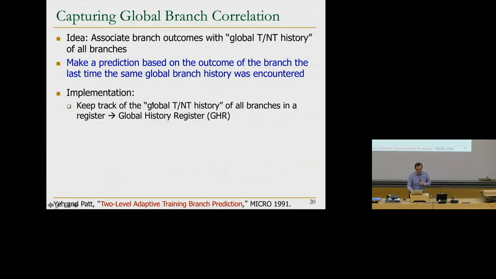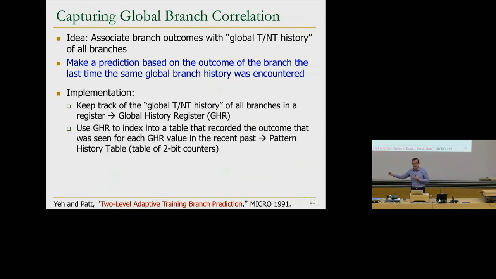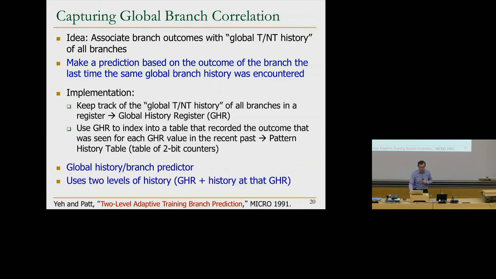So to be able to do that, you need to keep track of this global taken, not taken history for all branches in a global history register. I'm going to show you an example of this with a picture. This is an n-bit register that encodes the outcomes of the last n branches. And we're going to use that to index into a table that recorded the outcome that was seen for that global history register value in the recent past. This is called the pattern history table. And we're still going to use 2-bit counters in this case. Again, you can use 1-bit counters, 2-bit counters, 3-bit counters. It's going to be very similar to the state machine that we discussed. That's a design choice. So this is called the global history or global branch predictor.